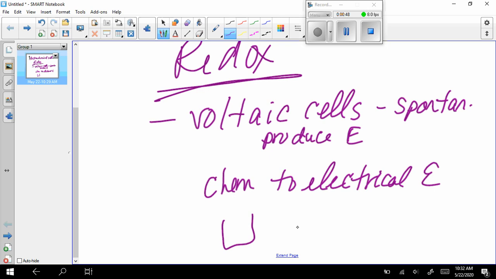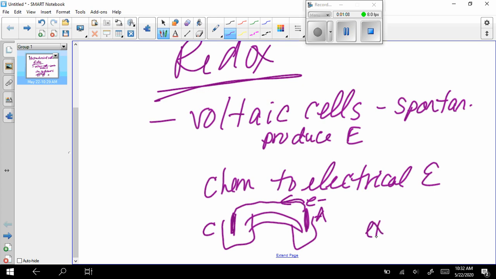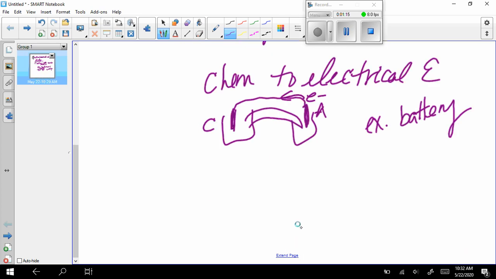energy. So we had our two containers, we had our pieces of metal, they were connected by a wire, there was a salt bridge. Sorry, this is a terrible diagram. But as the electrons went through the wire from the anode to the cathode, that electron movement produced energy. So a great example of a voltaic cell is a battery because it provides energy for you to do something.